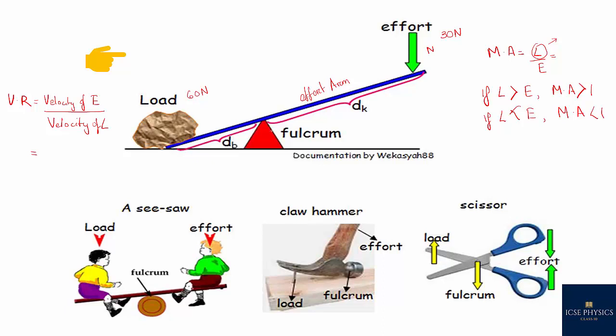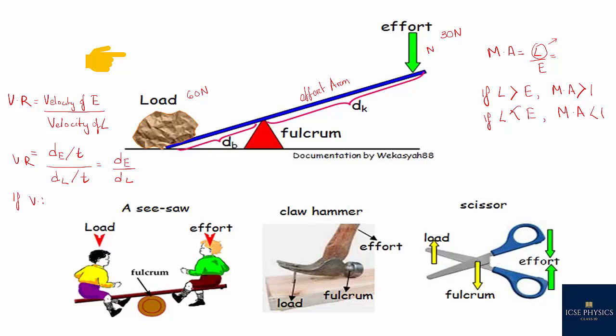Here the displacement of effort is d_e, effort arm, by time. Similarly, velocity of load is d_l, load arm, by t. So what will happen? The t's cancel. Then what do we get? Velocity ratio is the ratio between effort arm and load arm. So this is another term, velocity ratio, a ratio between effort arm by load arm.